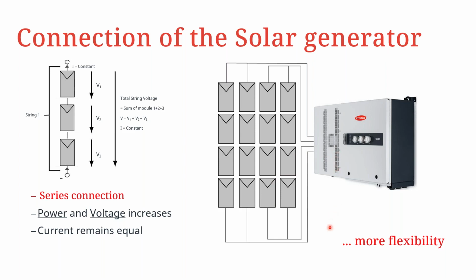So, like I said earlier, this provides for more flexibility as it has to do with the installer, meaning that you can continue to add modules in a string so long as you don't go beyond the maximum DC input voltage of the inverter, which basically is about 1000 volts.